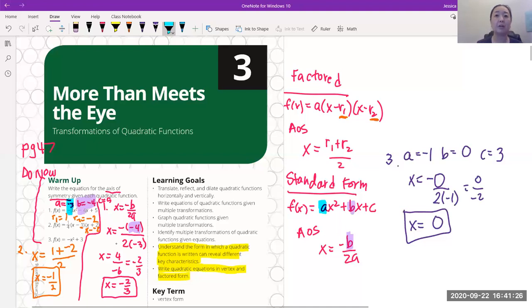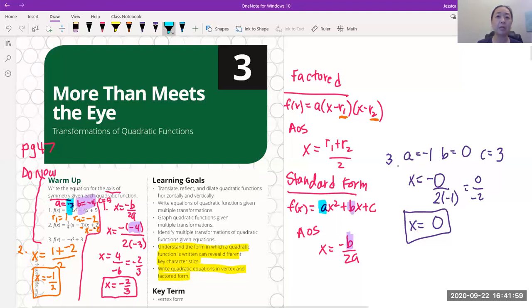And then it's over 2, and this is always going to be 2 times -3. So the -3 comes from the a, which we said was -3, right? And then you're just going to do some math and simplify it. It's going to be 4 over -6, which reduces down to -2/3. So remember, we want to write our answer, our AOS, always as an equation: x equals -2/3.